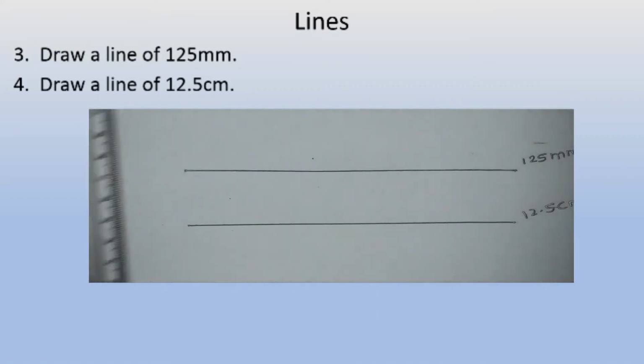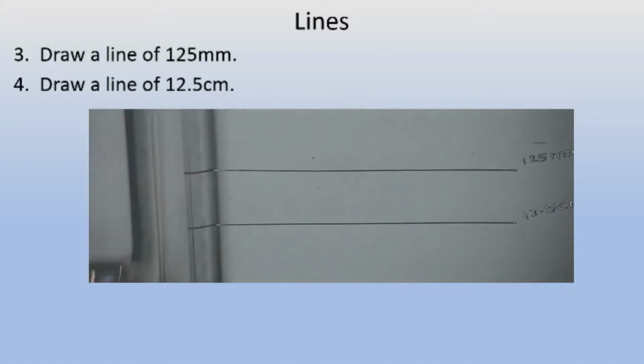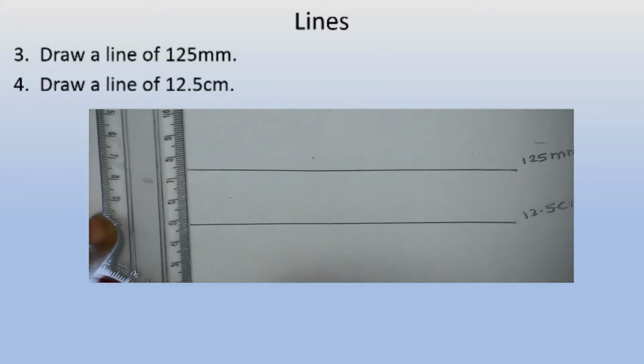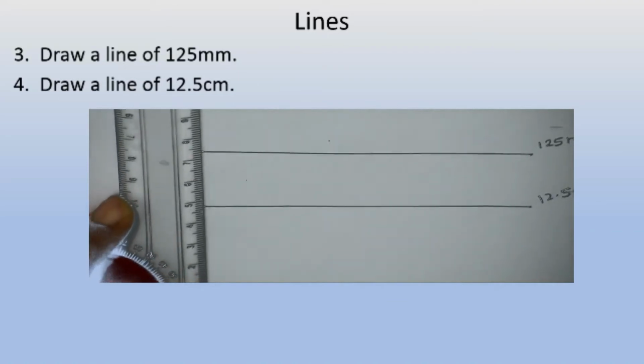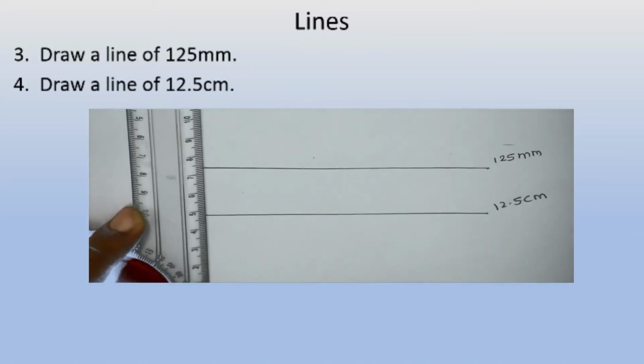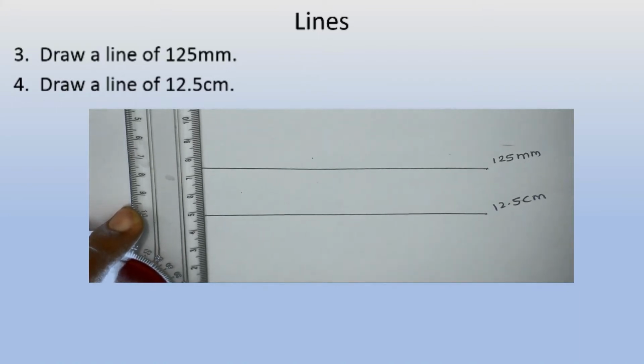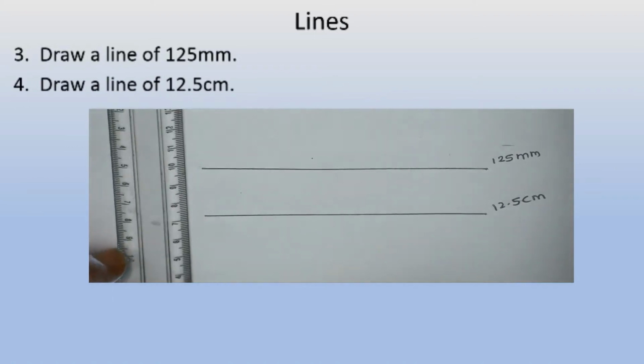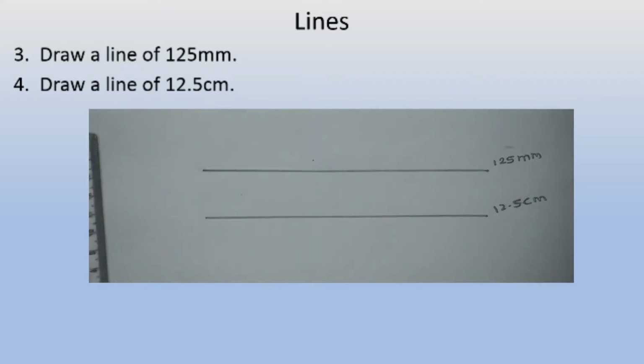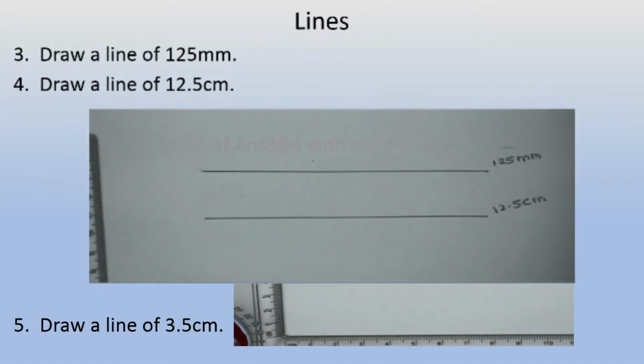So I have shown these examples because I want you to observe that 10 mm is equal to 1 centimeter, and in exams it might be given sometimes in mm or sometimes in centimeter also. But for our course every question will be in millimeters only. You should not worry about that. Just make a note of it that 10 mm is equal to 1 centimeter. 125 mm will be equal to 12.5 centimeter.